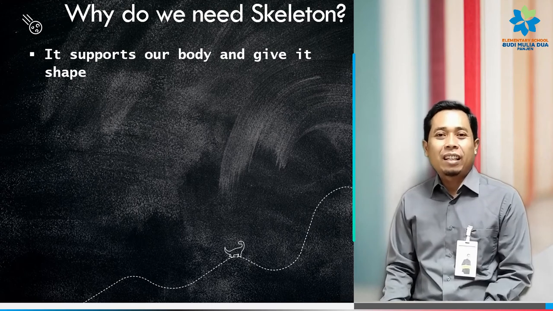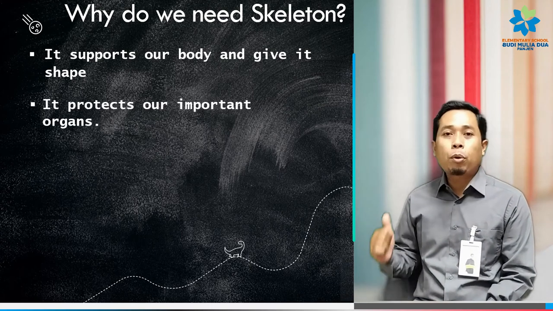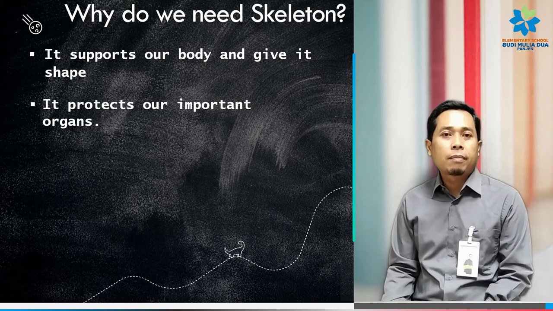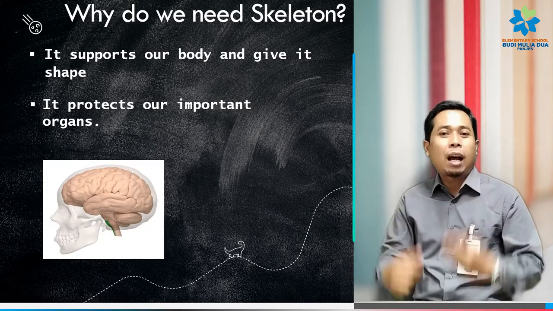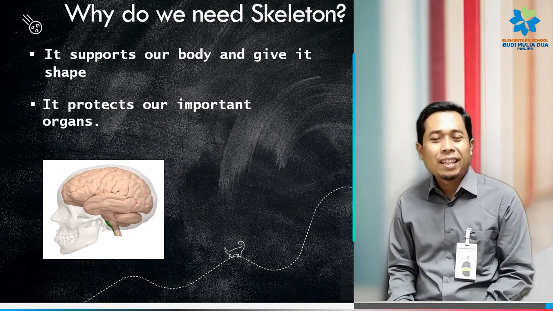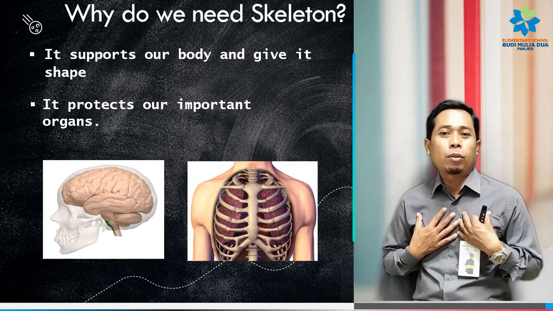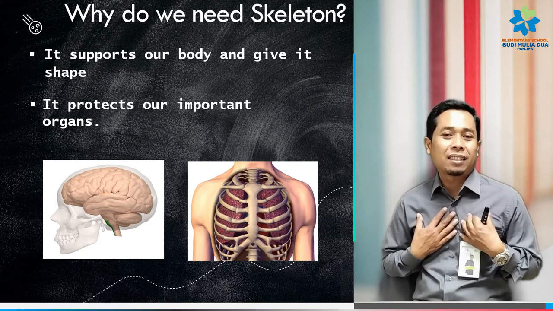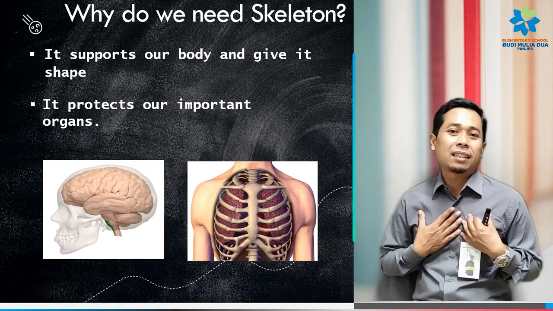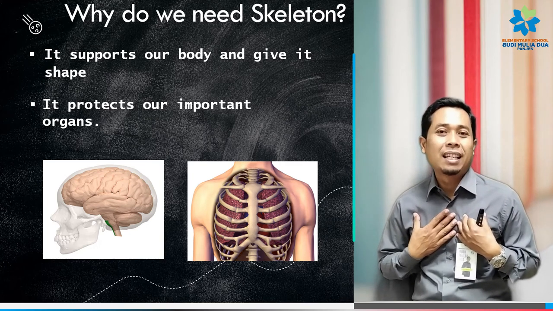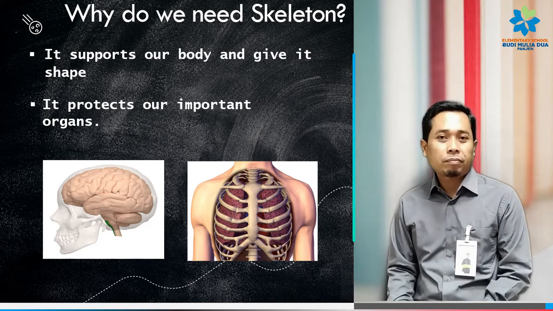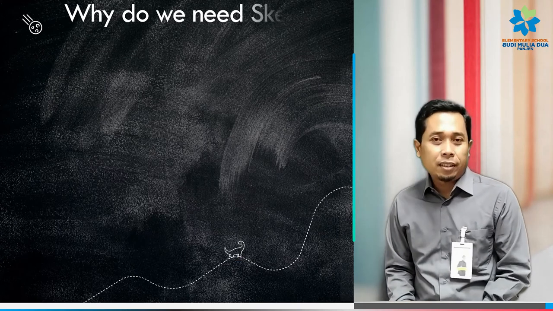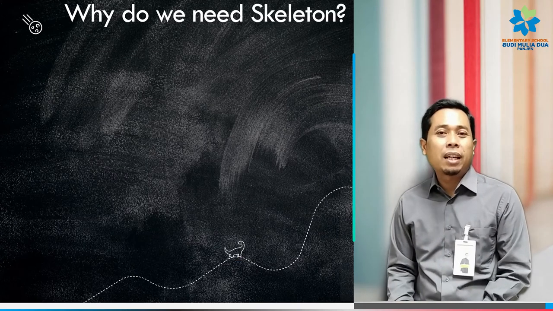And then, next function is the skeleton protects our important organs. For example, our skull protects our brain. And then, our ribs protect our lungs and heart. So our lungs and heart are still safe, right? This is the function of our skeleton for our body. On the third meeting, there's an activity you have done.